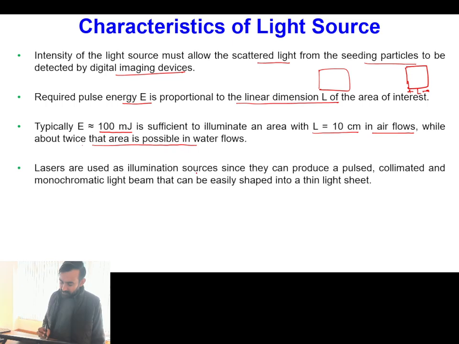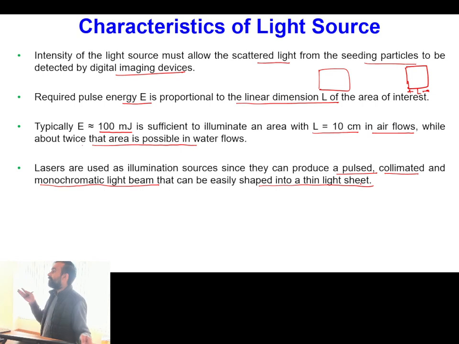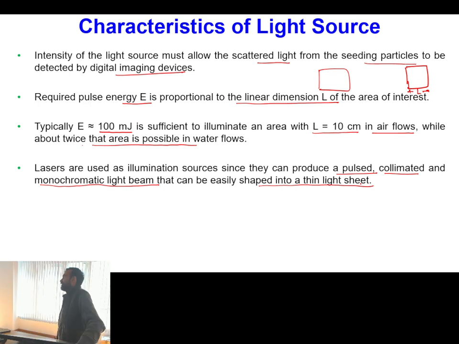And lasers are used as illumination sources since they can produce pulsed, collimated and monochromatic light beams, which can be easily shaped into a thin light sheet. So there is a requirement of monochromatic and collimated light, because ultimately all the particles should receive the same intensity of light. Okay, so if for particles at different locations there is variation in their intensity, then our cross-correlation and auto-correlation functions will not actually be accurate.